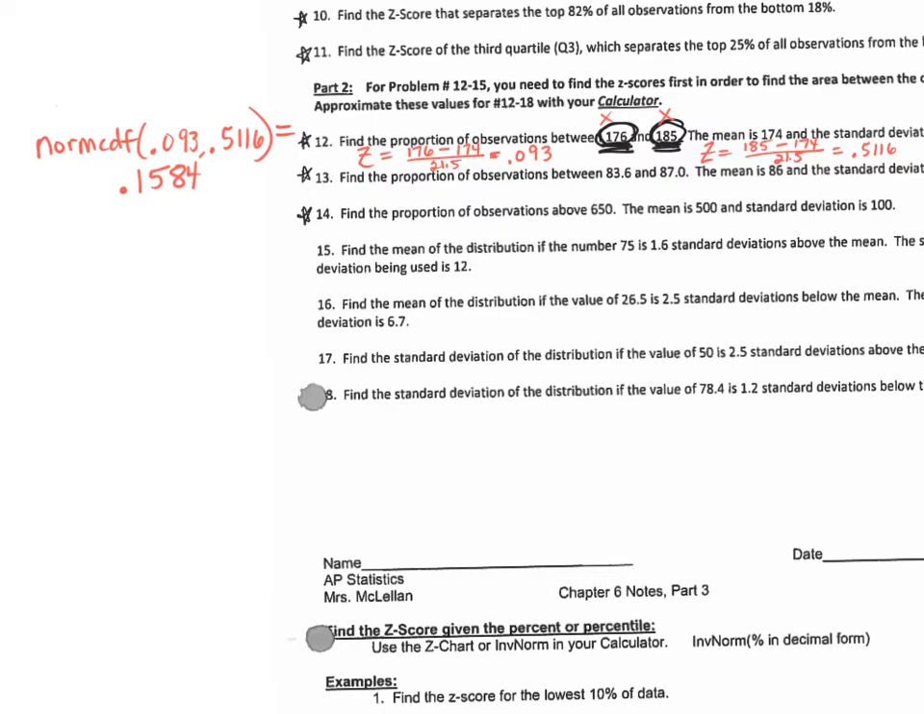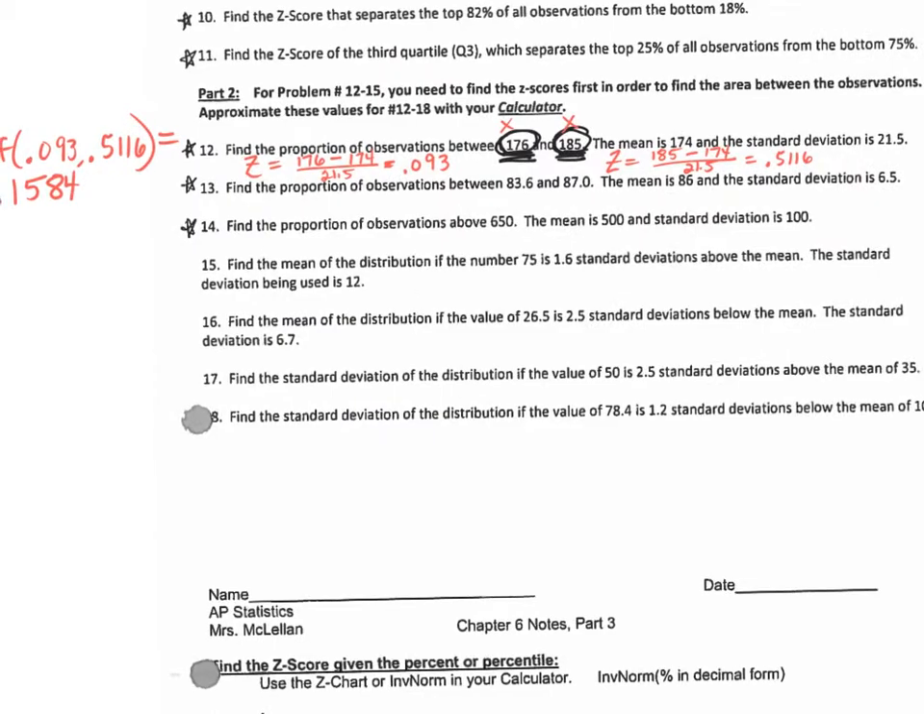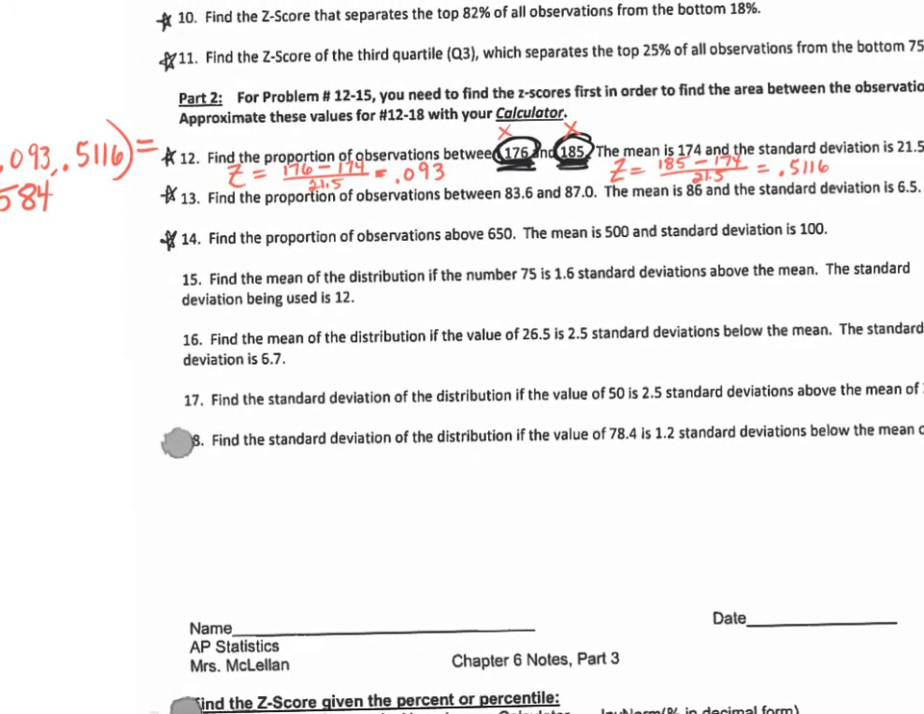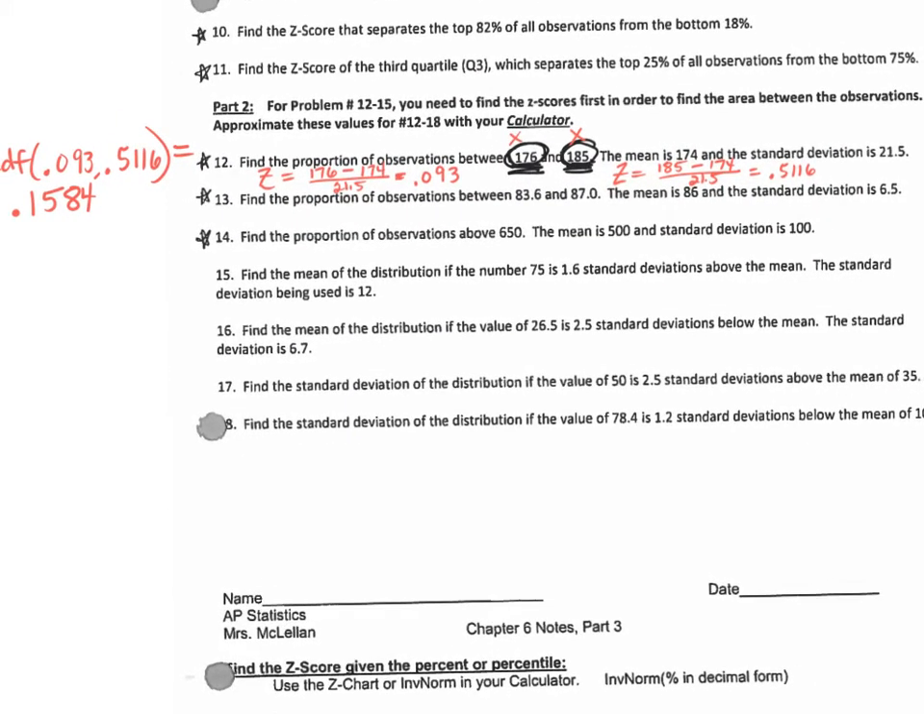All right, so take a few moments, see if you can try number 13, and go ahead and do number 14 on your own. Take a few minutes, try number 13 and 14 right now. You don't have to draw the picture, just calculate your z-scores and see if you can use your calculator to compute.